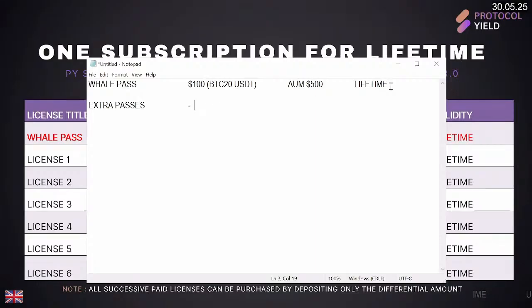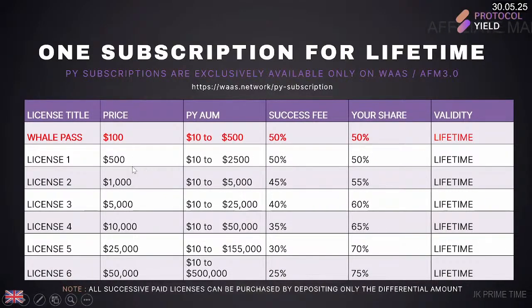All right. So the minimum value of Pi subscription, if you have purchased whale pass, is $100 for you yourself or for your prospects. But the paid licenses, they start from $500, and all the higher licenses you can purchase by paying only the differential amount. That means if you have purchased whale pass of $100, the next subscription is of $500. Here you need to pay only $400. It's the differential amount.